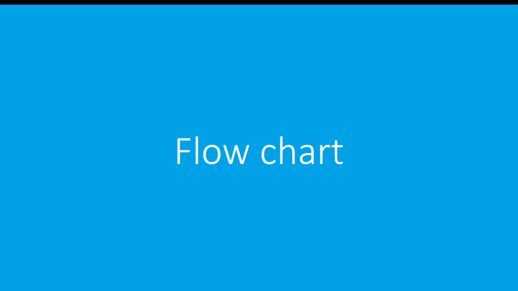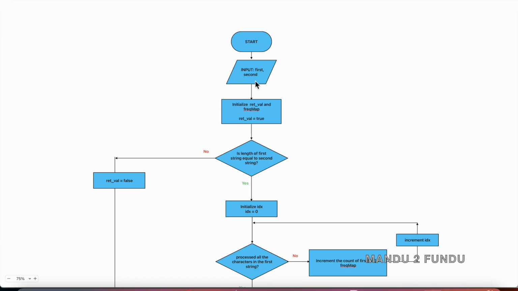Let's look at the flow chart. Input for this procedure is the first and second string. First we initialize the return value and the frequency map data structure. The frequency map data structure is of type map of rune, and the value will be an integer. In Golang, the Unicode code points are stored in the data type rune. Then retVal is initially set to true.